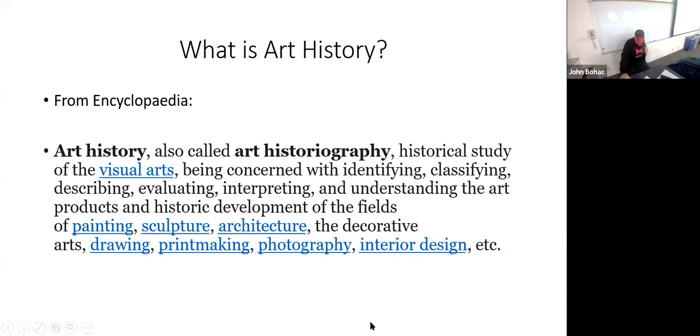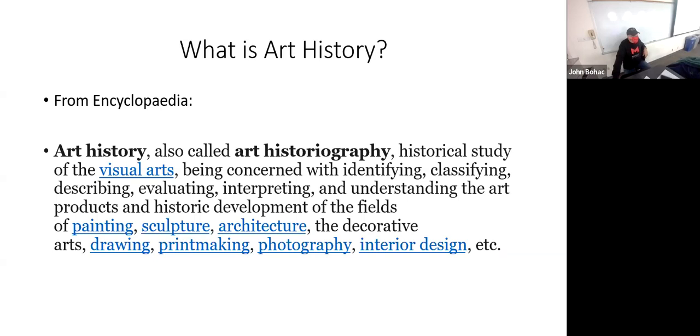This is the thing. What is art history, from Encyclopedia Britannica. You would know it was Britannica because they spell it with the AE. Art history, also called art historiography, a historical study of the visual arts, being concerned with identifying, classifying, describing, evaluating, interpreting, and understanding the art products and historic developments of the fields of painting, sculpture, architecture, the decorative arts, drawing, printmaking, photography, interior design, etc.